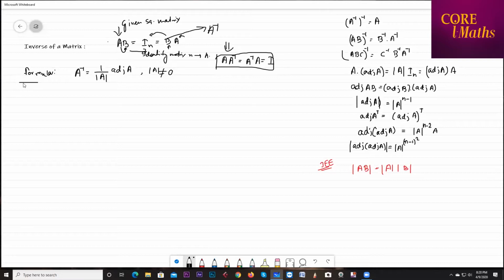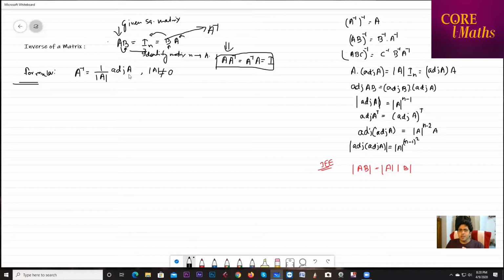So what is the formula? How will you find the inverse of the matrix? A inverse is equal to 1 by determinant of A into adjoint of the given matrix A. Here the important thing is that the determinant is in the denominator. You know the determinant value may come any negative value, any positive value, or zero, right?